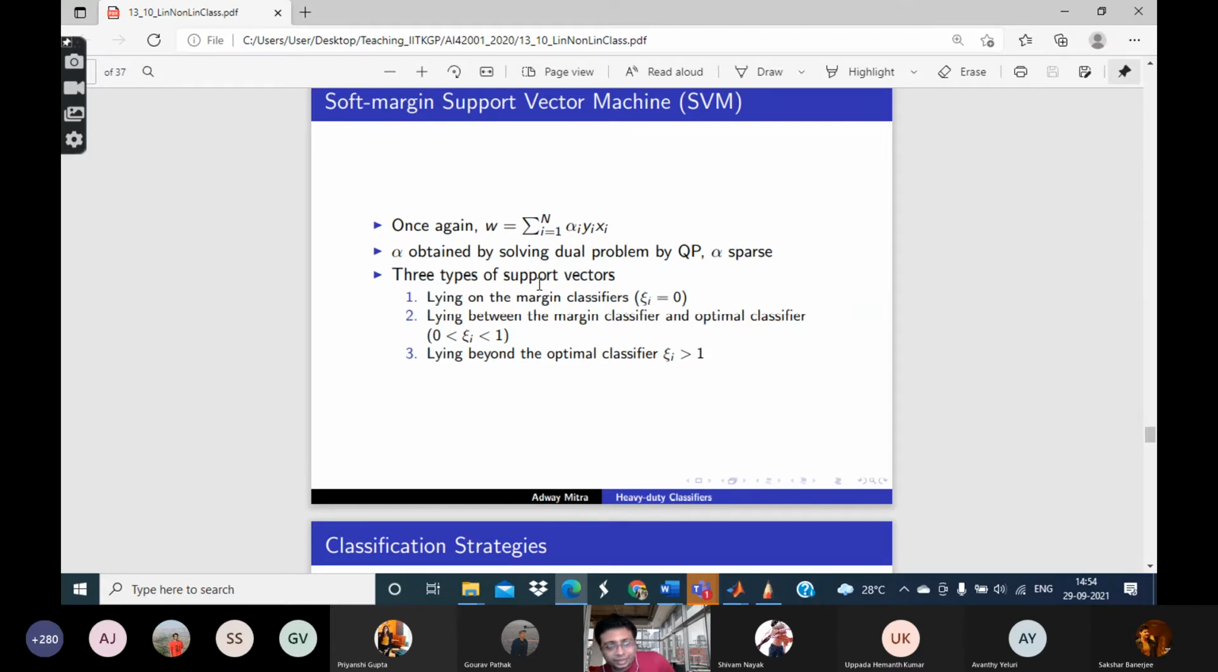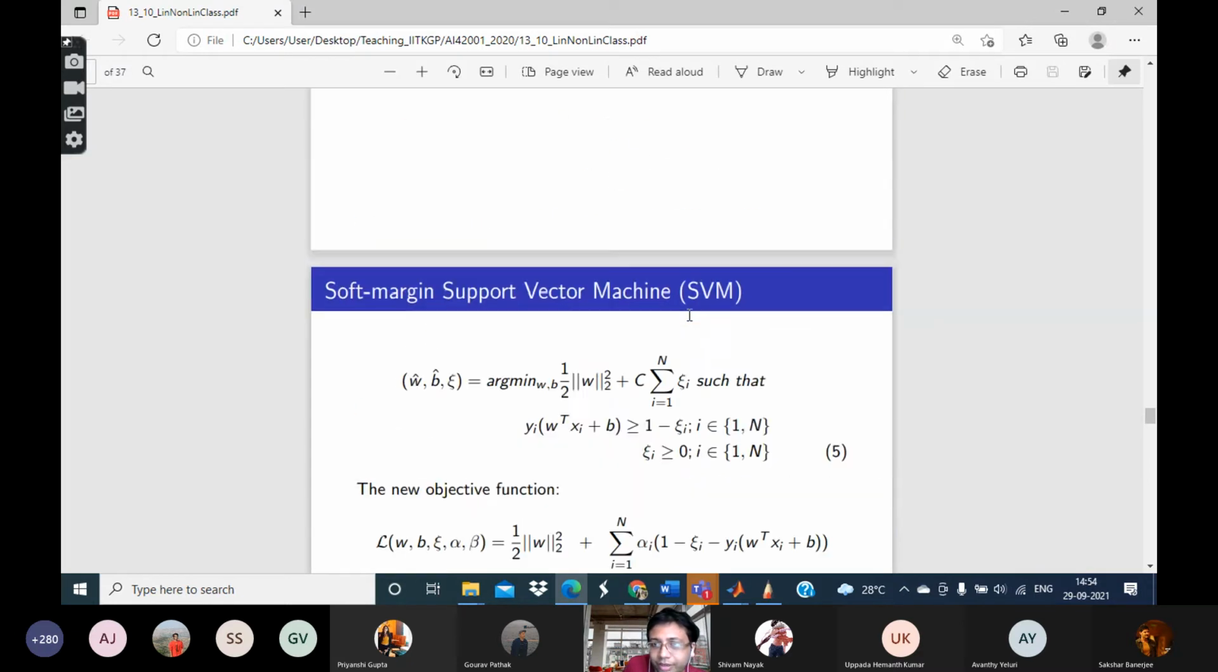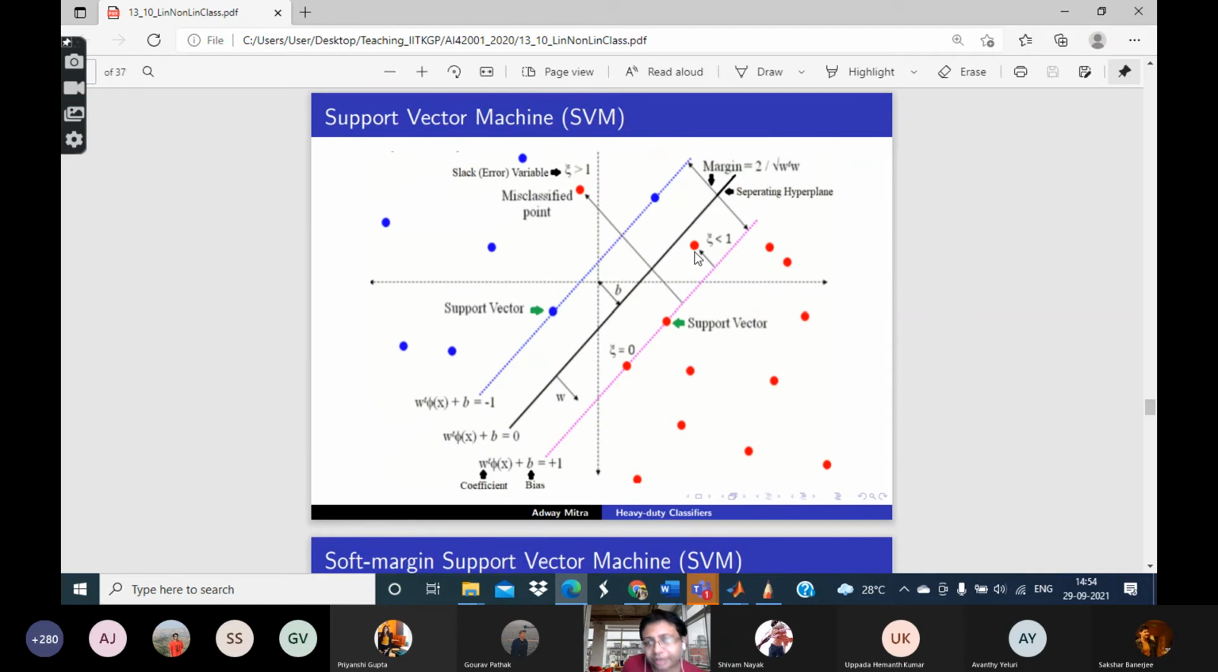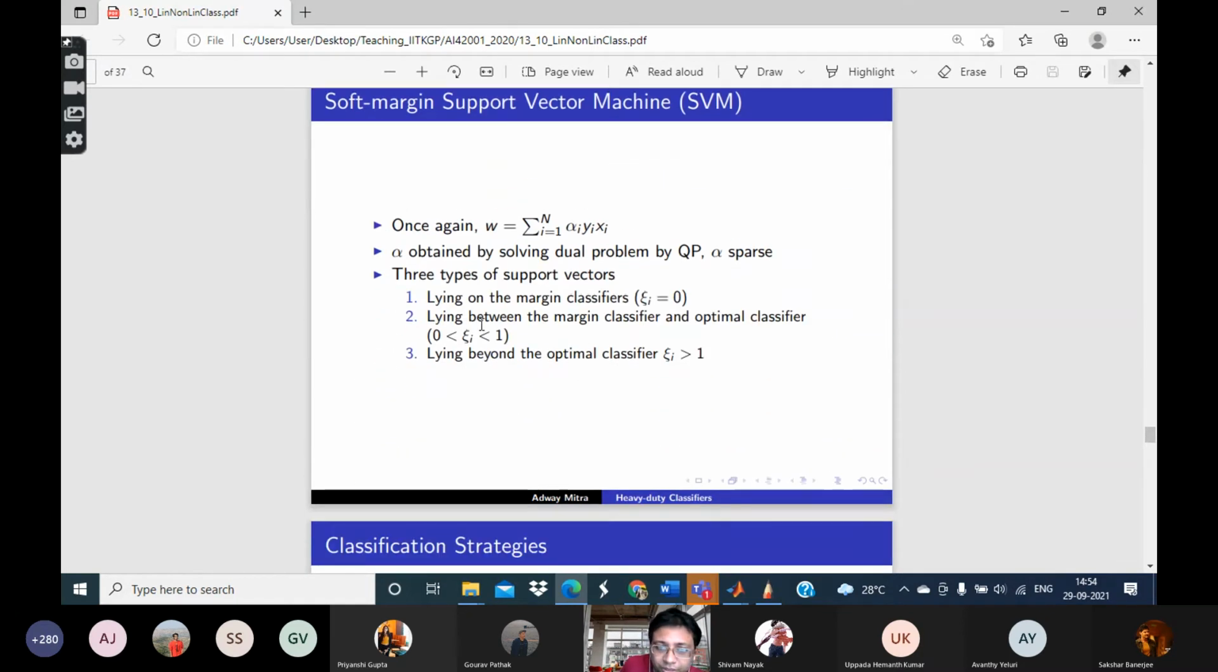In fact, we can see that there are three kinds of support vectors. One is of course those lying on the marginal classifiers, which were already there in the previous formulation also. They are the original support vectors. Next are those points lying in between the marginal classifier and the optimal classifier, like this point. They are correctly classified with respect to the optimal classifier, but wrongly classified with respect to the marginal classifier. So for them xi is between 0 and 1. And finally the ones which are misclassified even by the optimal classifier, for which xi is greater than 1.